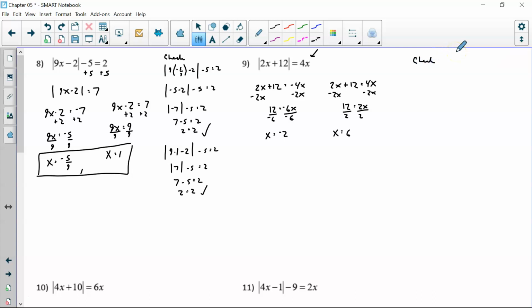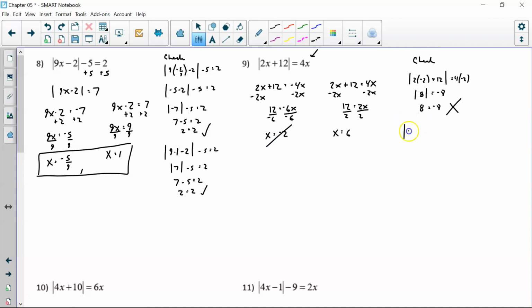Because with that variable, things kind of get a little weird. So now, absolute value of 2 times negative 2 plus 12 equals 4 times negative 2. Negative 4 plus 12 is 8. Now, the absolute value of 8 is 8. So we get 8 equals negative 8. That's not a true statement. That negative 2 didn't work in this case.